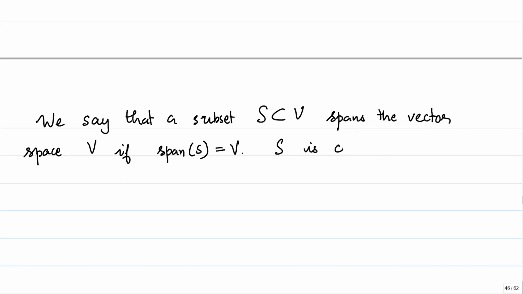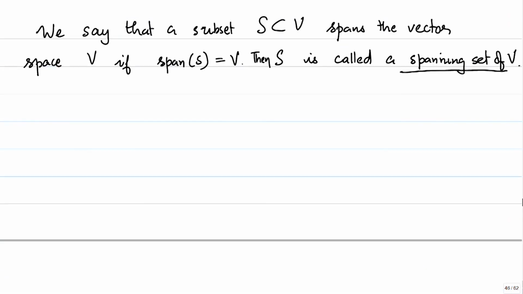Then S is called a spanning set of V. This is the definition of a spanning set. So what is a spanning set? You take some subset S of V, check whether the span of S is the entire vector space. If it is the entire vector space, then we say that S is a spanning set of V, or that S spans V.